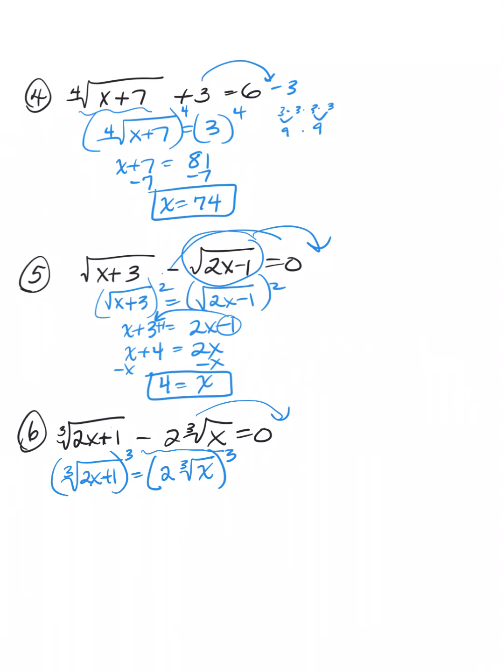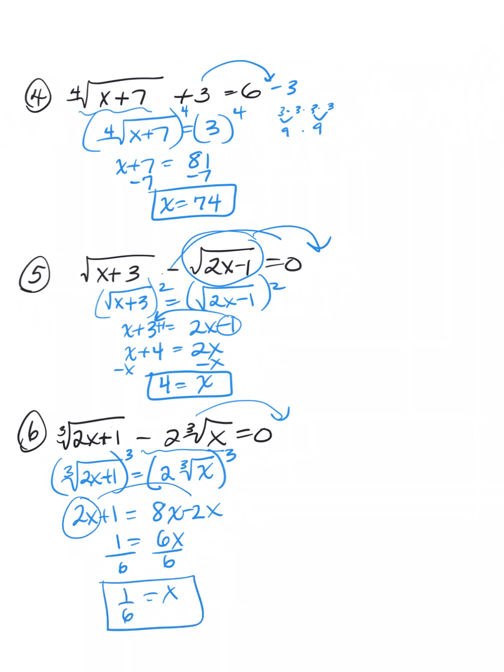So on the left, the guts of the radical will fall out. On the right, I need to think. 2 cubed, 2 times 2 times 2 is 8. And the cube root of x cubed is just going to land me with an x. So now I just need to do a little algebra and move that 2x over here by subtracting it. So I'll have 1 equals 6x, divide by 6, and x is just 1 over 6. Yes, it's a fraction. That doesn't mean it's wrong. Let's try a couple more.